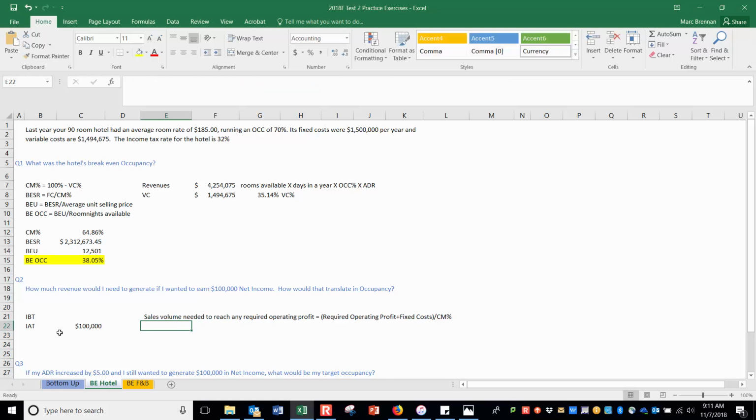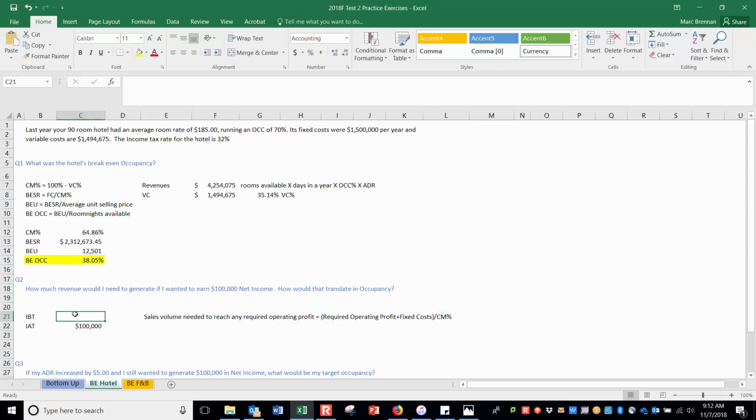Okay. So I don't have my required operating profit yet. Remember, operating profit is the same as our income before tax. Net income, okay, is our income after tax. So I need my required operating profit because I have my fixed costs here and I have my contribution margin percentage because we just calculated it. So we can now go ahead and figure out my income before tax.